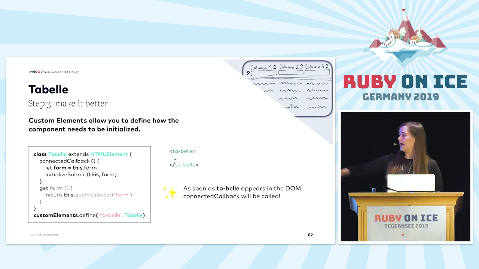So what does this look like? I can write a JavaScript class, like the class Tabella, which extends an HTML element. In the connected callback method of my class, I can call this initialize submit function that I defined before. So I can call any JavaScript functionality that I need. This will be called as soon as my Tabella element, which I define with custom elements define as being the Tabella class that I defined, appears in the DOM. The browser will take care of calling connected callback.